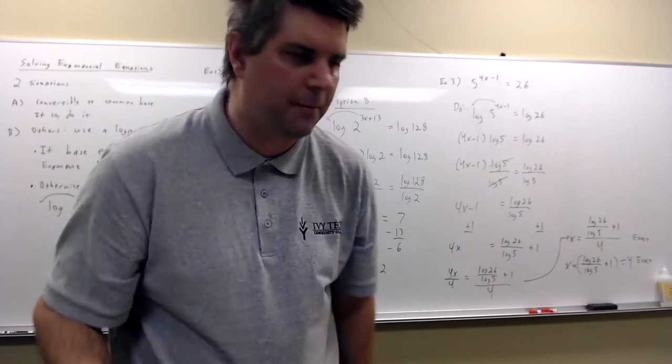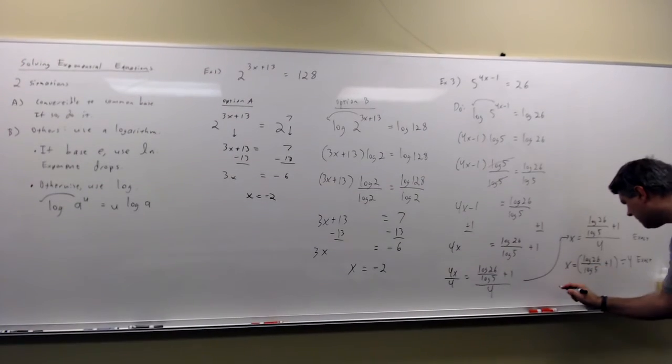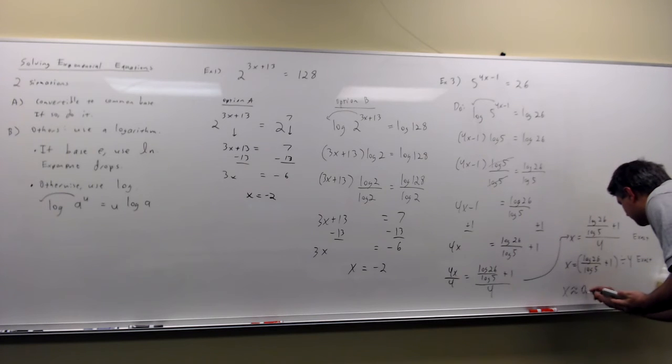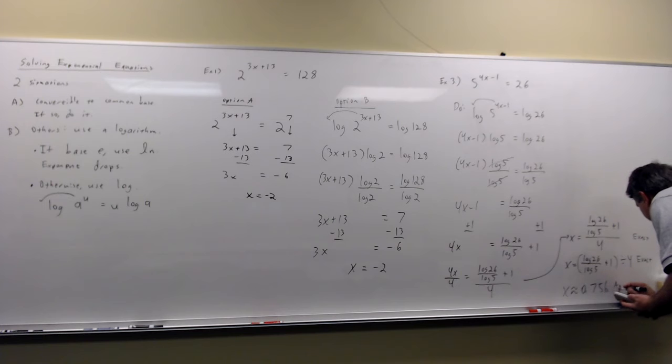And now I'll do an approximate. x is approximately equal, one thing at a time. Log of 26 is approximately 1.41497 and so on, divided by log of 5. I have 2.02 and so on. Add 1, hit enter or equal. That's 3.024 divided by 4, approximately 0.756. This is approximate.